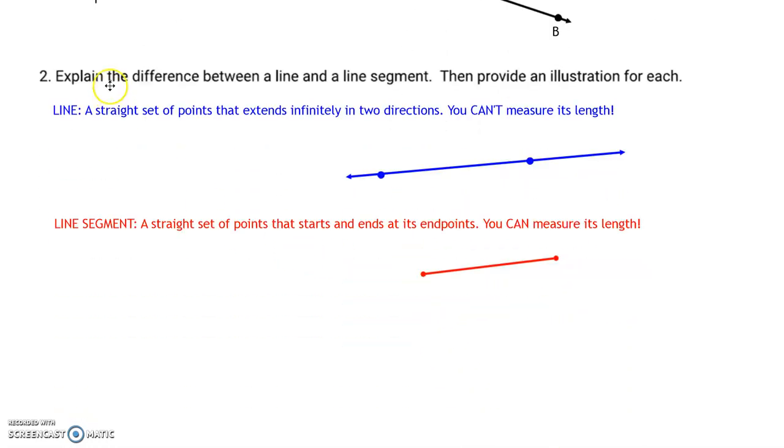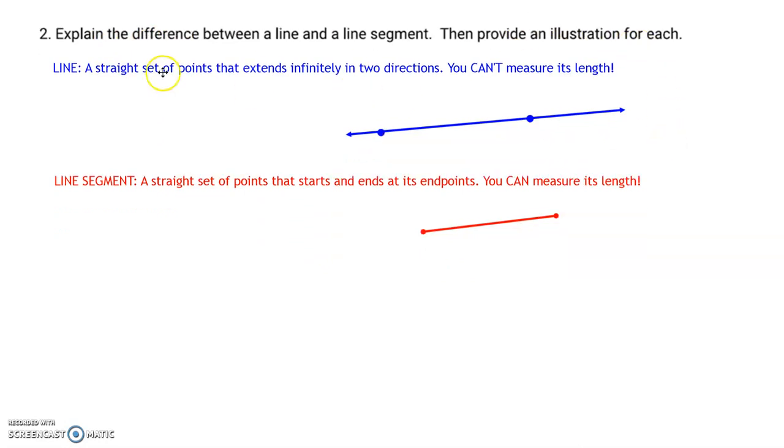For number 2, it asks us to explain the difference between a line and a line segment and then provide an illustration for each. All you have to do is draw a line and a line segment. The thing that we were trying to get across to you here is that a line extends infinitely in 2 directions. It has arrows at the ends. You can't measure its length either, which should make sense to you because it is infinitely long. So its length is literally infinitely long or infinite. Whereas a line segment, it is finite, F-I-N-I-T-E, which means it stops here and it stops here. It does not keep going. So you can measure its length, and we do measure its length in geometry with the distance formula.